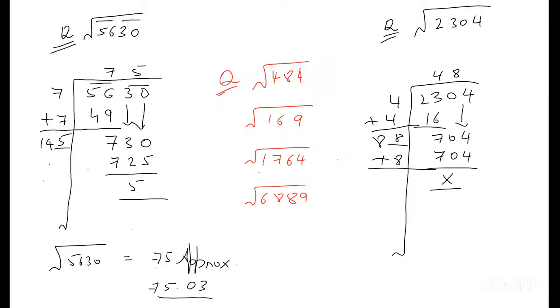Ma'am, I found out what went wrong in the digital root. 2 plus 3 is 5, not 4. So the answer is 9, not 8. In the digital root, I made a mistake while calculating it. 2 plus 3 is 5. Okay, Abraham, I understood now.